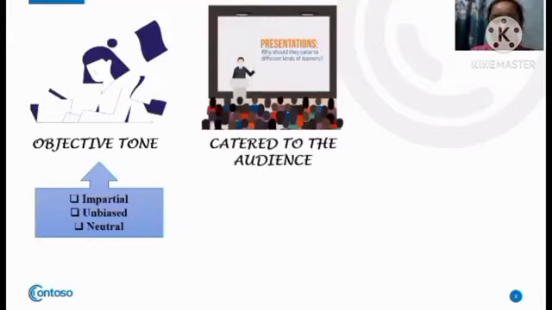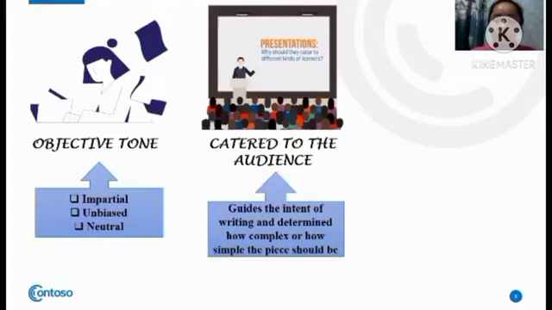Catered to the audience. It guides the intent of writing and determines how complex or how simple the piece should be. Knowing your audience helps you to make decisions about what information you should include, how you should arrange that information, and what kind of supporting details will be necessary for the reader to understand what you are presenting.